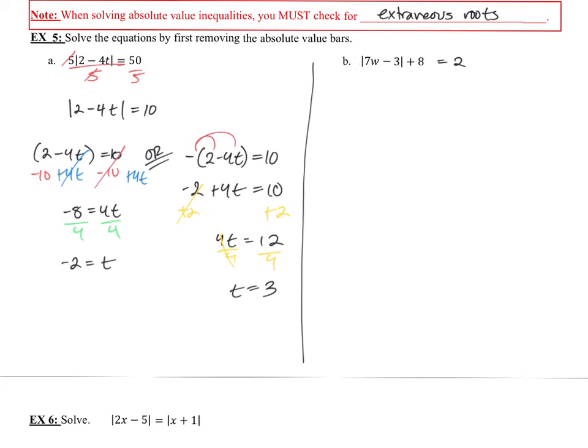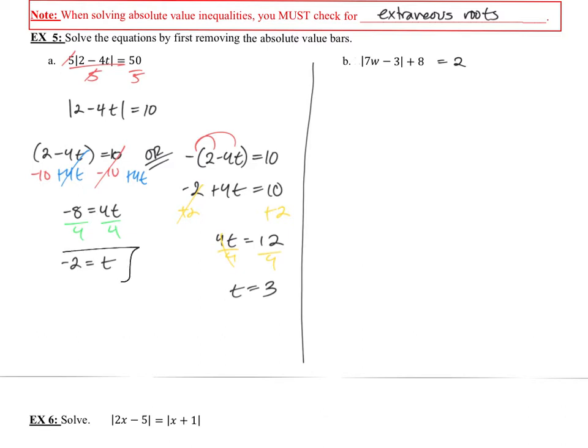Now we need to check. Does this make sense? Well, with our original equation, we have 5 times the absolute value of 2 minus 4 times negative 2. Does that equal 50? Well, 5, and then 2 plus 8, that's 10. So that's the absolute value of 5 times 10. 5 times 10, yep, that equals 50. We're good. That worked out. So we can go ahead and box that answer.